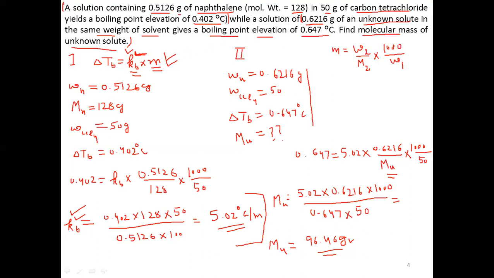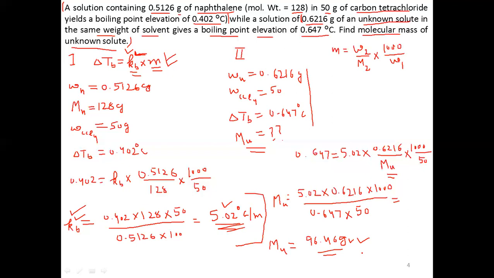So by applying it to the first part of the numerical, we calculated Kb and it came out to be 5.02 degrees Celsius per molality. Then we used this value of Kb for the second part of the numerical to calculate its molecular weight. We calculated the molecular weight of the unknown solute to be 96.46 gram.